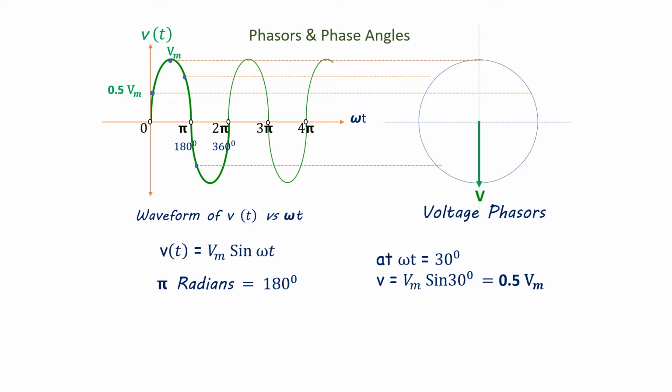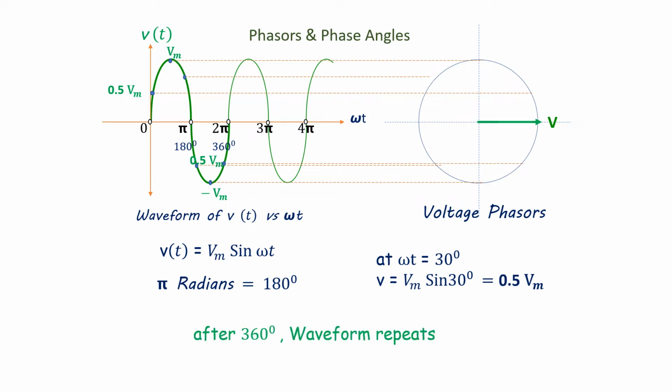When it is making 270 degrees, the value goes to the negative maximum. When it further rotates, the value starts increasing. When it makes 360 degrees, one revolution is completed. After 360 degrees, the phasor further rotates and the waveform repeats.